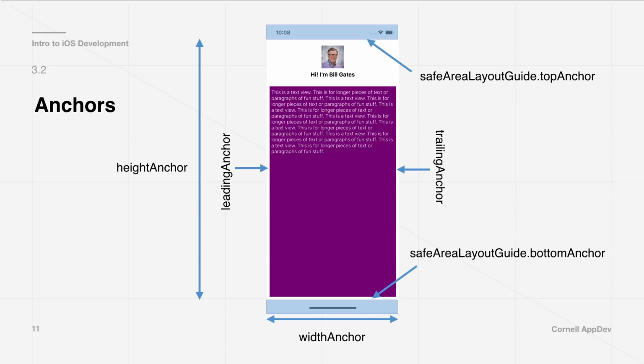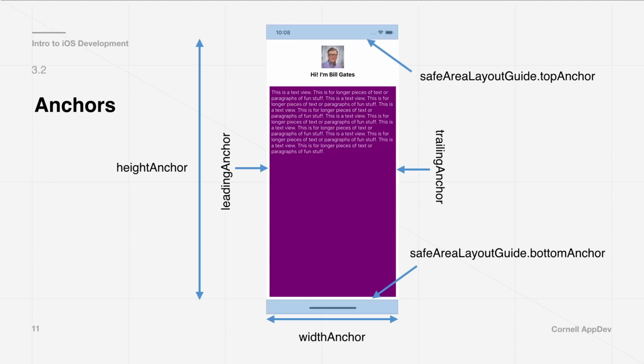Another thing to mention is for the top anchor, you see that it's not just top anchor; it's safe area layout guide top anchor, and the same thing for bottom. The reason for that is that whenever you activate constraints in relation to the view controller's view's top anchor or bottom anchor, you can't just use top anchor or bottom anchor.